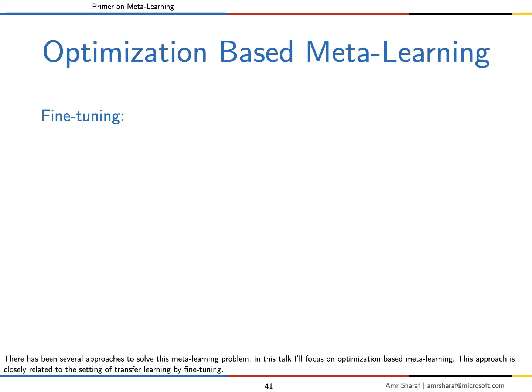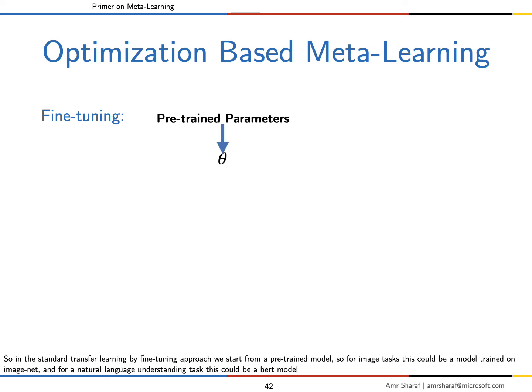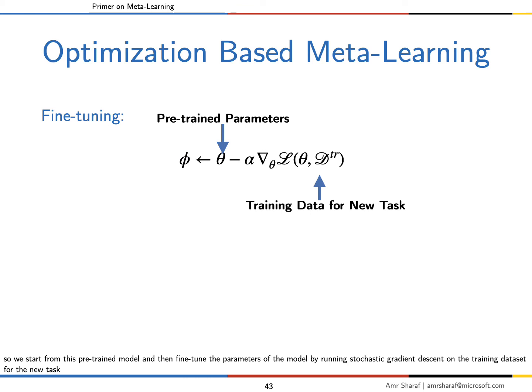So there have been several approaches for solving the meta-learning problem. In this talk, I will focus on optimization-based meta-learning. This approach is closely related to transfer learning by fine-tuning, so I'll start by describing that. In the standard transfer learning by fine-tuning approach, we start from a pre-trained model. For image classification tasks, it can be a model trained on ImageNet, and for natural language processing, this can be a BERT model. And we start from this pre-trained model, and then we fine-tune the parameters of the model by running stochastic gradient descent on the training dataset for the new task.